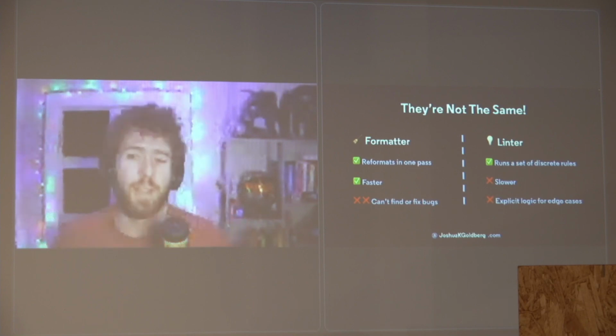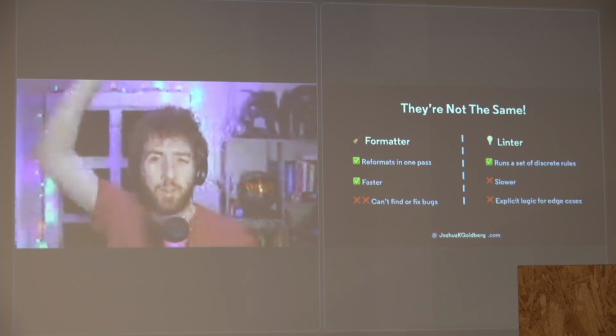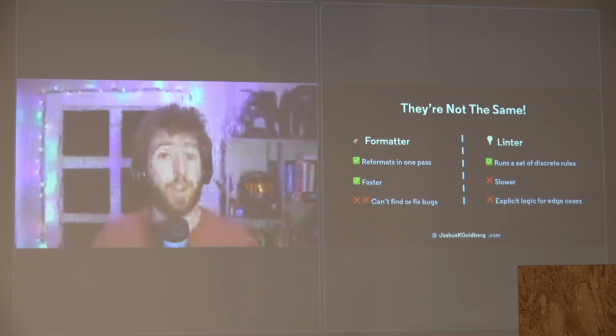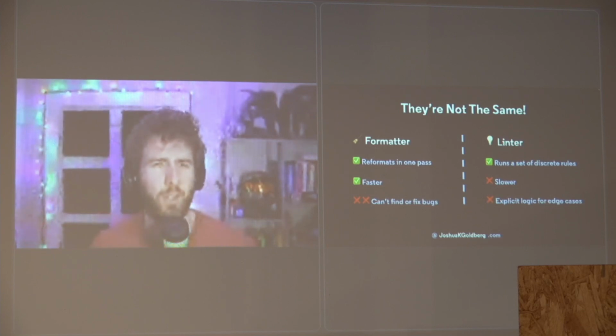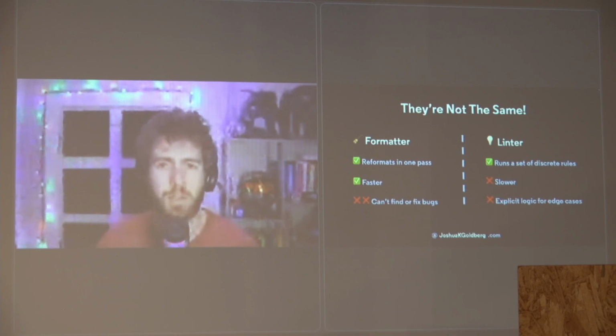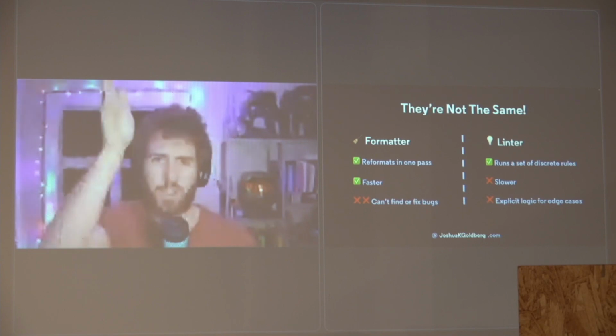A formatter is a tool that goes very quickly, all in one pass. It's very fast. It doesn't find or fix bugs. It doesn't really understand the logic of your code. It just touches up white space, new lines, putting things on a new line versus the same line.